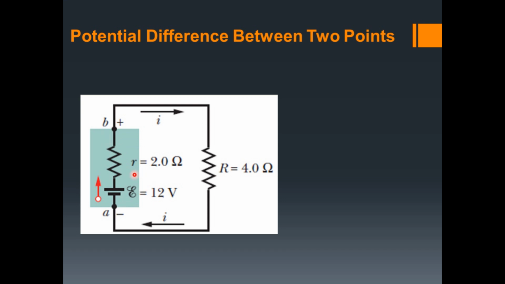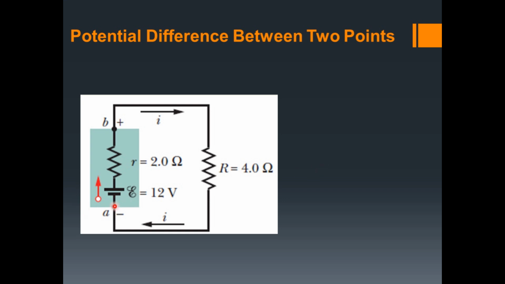So you see in the circuit, EMF of the battery is 12 volt and r is the internal resistance of this battery, which is 2 ohm, and capital R is 4 ohm, which is the resistance of the external resistor. And you see the current flows from positive terminal to the negative terminal all the way while passing through external resistor R.